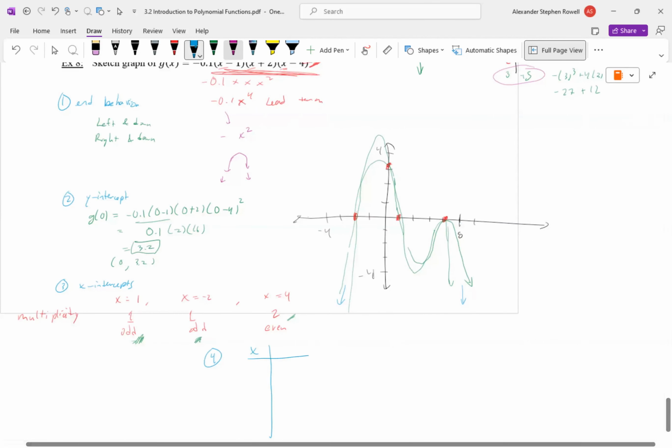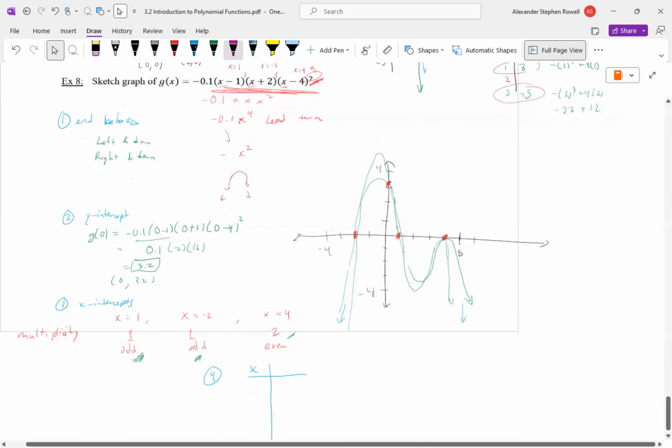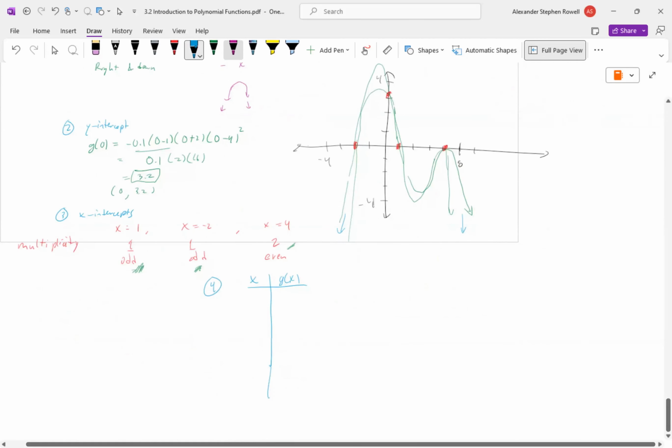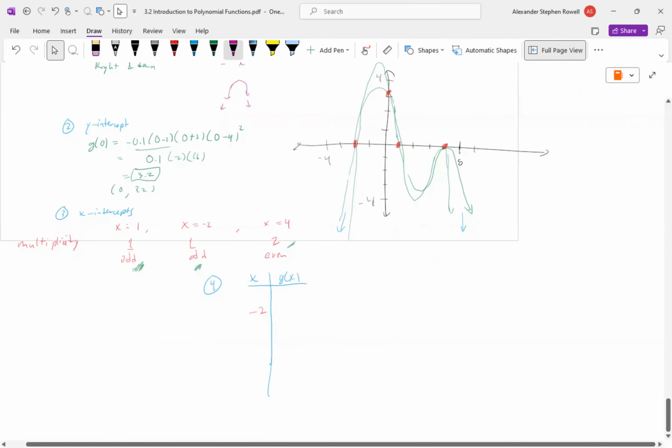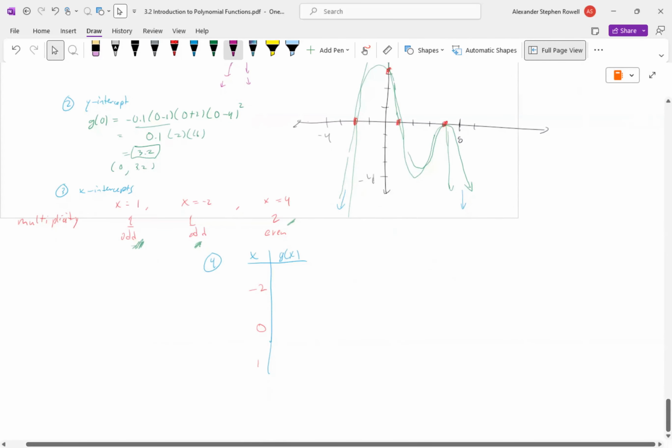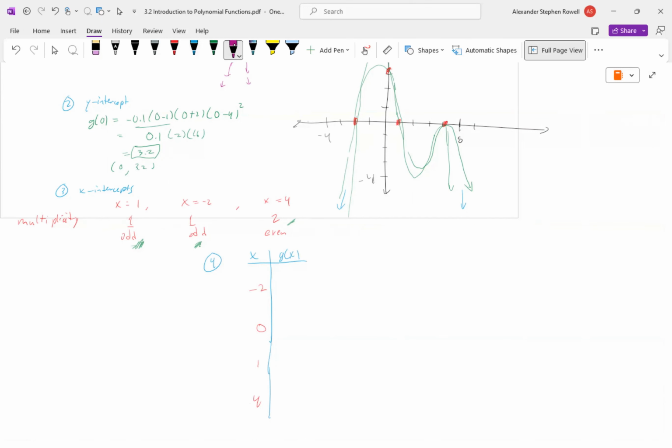What are the x values? What are the y values? This is function g of x. So we have negative 2. We plugged in 0, we plugged in 1, and we plugged in 4. We'd like to plug in some values in between. So some missing values would be, what's your favorite number between negative 2 and 0? Yeah, negative 1's probably a good one, but you can definitely go with a decimal. You have a calculator. What's your favorite number between 0 and 1?